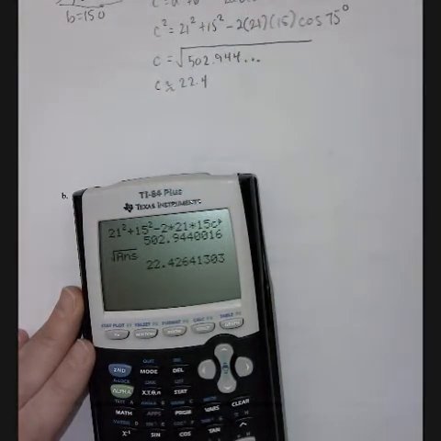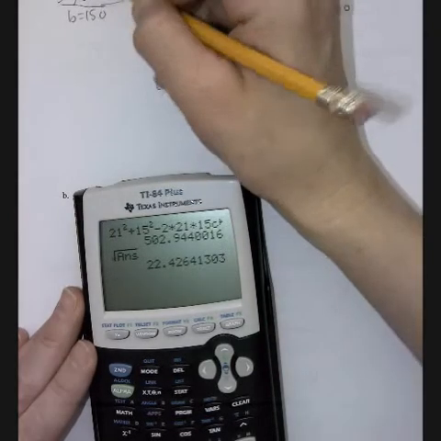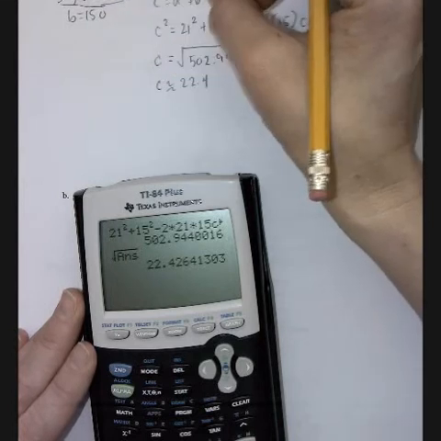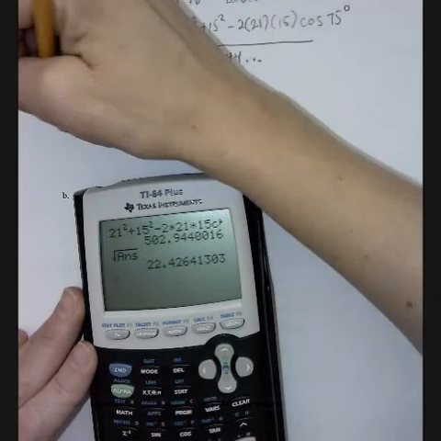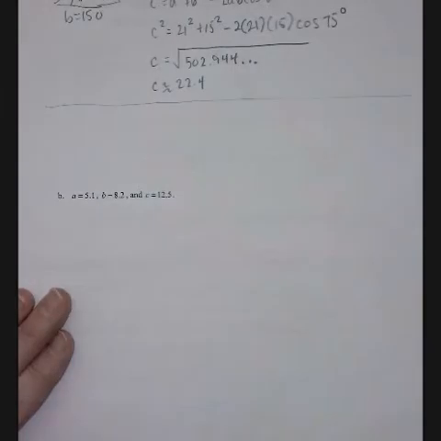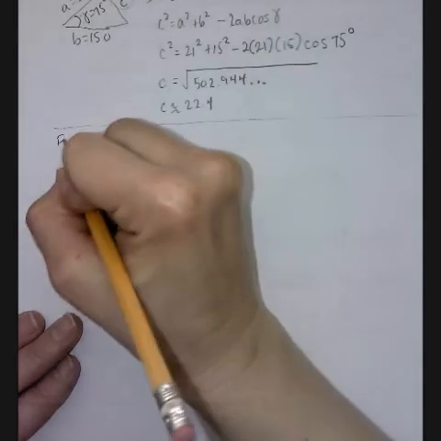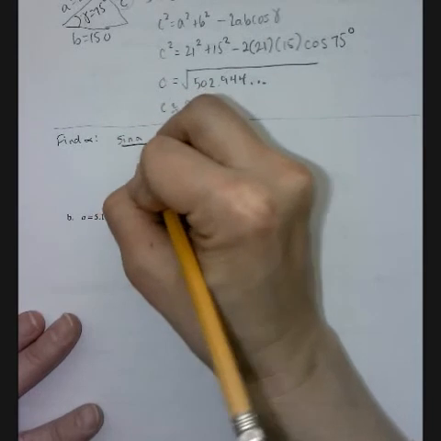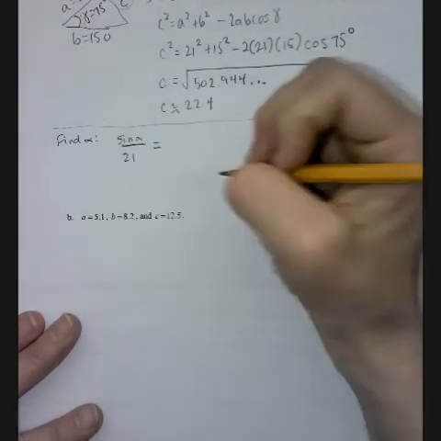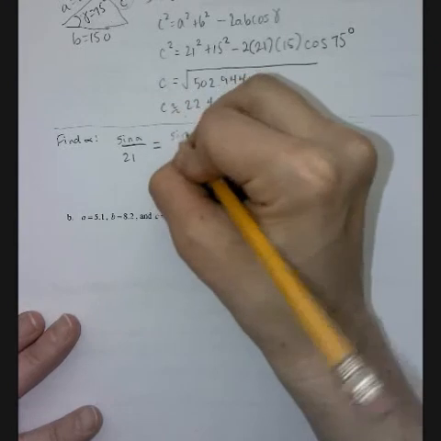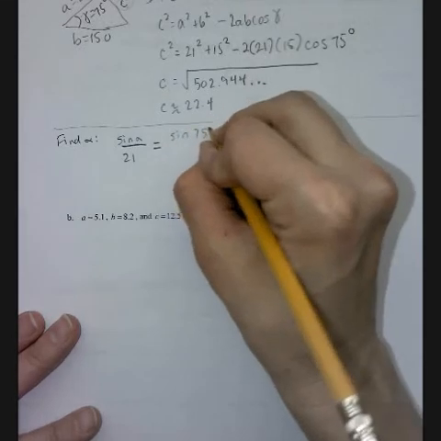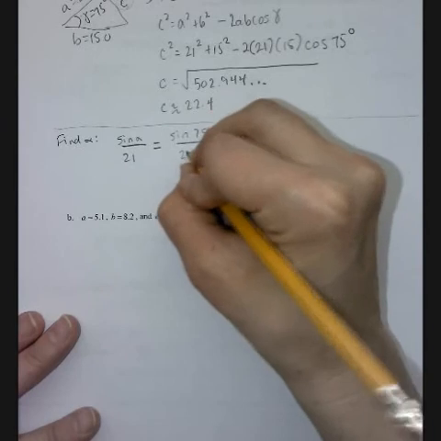Now we need to find alpha or beta next, right? The sides across from our given sides. And you can use the law of sines or the law of cosines at this point. I always use the law of sines if I can, so that's what I'm going to switch to. So I'm going to find alpha next. So sine alpha over 21 should equal sine, and so the ratio I know is gamma and C. Sine 75 degrees over C is 22.4.